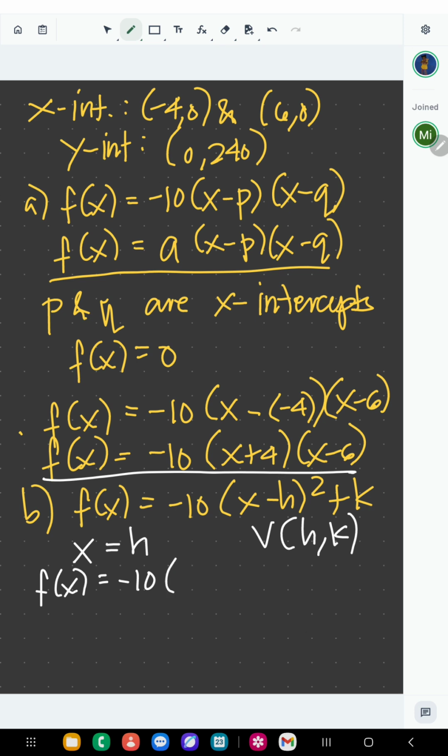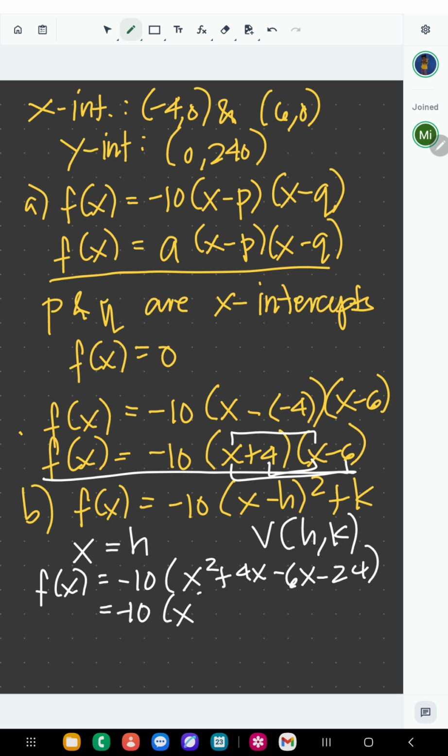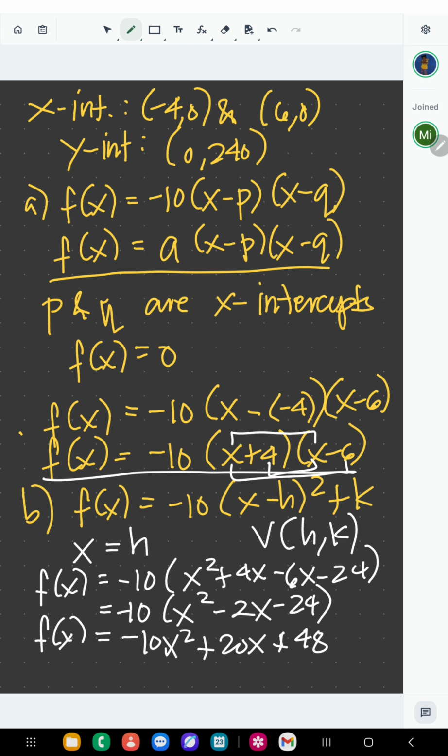x plus 4 times x minus 6, we use FOIL. So this is x squared plus 4x minus 6x minus 24. So this is negative 10 times x squared minus 2x minus 24. Then we have negative 10x squared plus 20x plus 48. So this is now our equation.